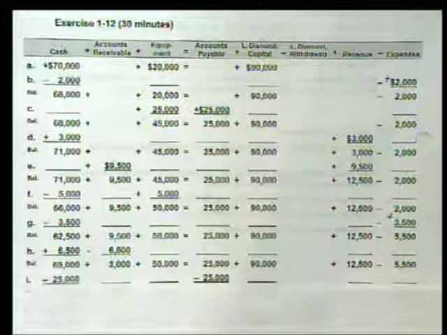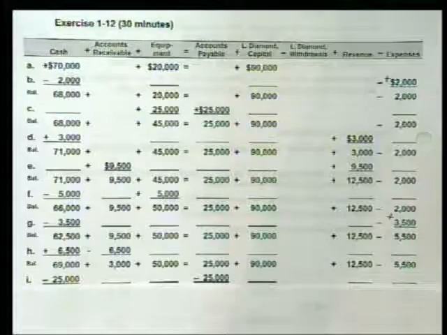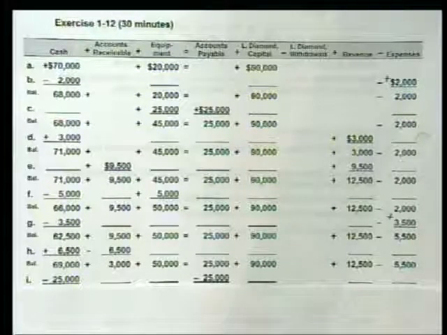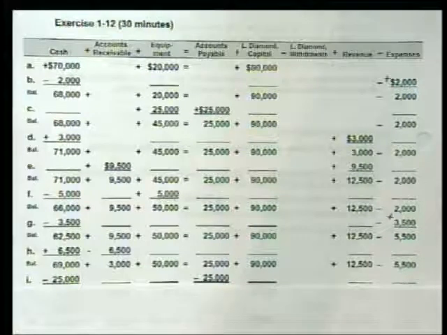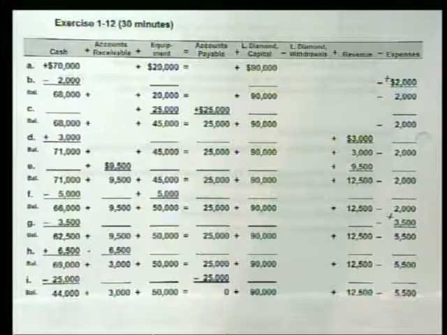Questions on that? Don't hesitate to ask. Cash went up by $6,500. Our accounts receivable went down by $6,500. They owe us $3,000 more. Everything still in balance? Yep. Okay. I, the company paid $25,000 cash to settle the liability created in transaction C. Well, our cash goes down by $25,000 and our accounts payable goes down by $25,000, doesn't it? Everything's still in balance. They recompute the balances. Everything's good.